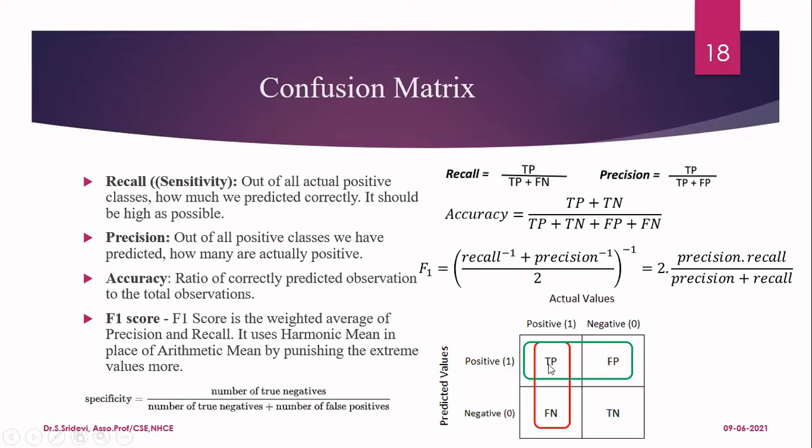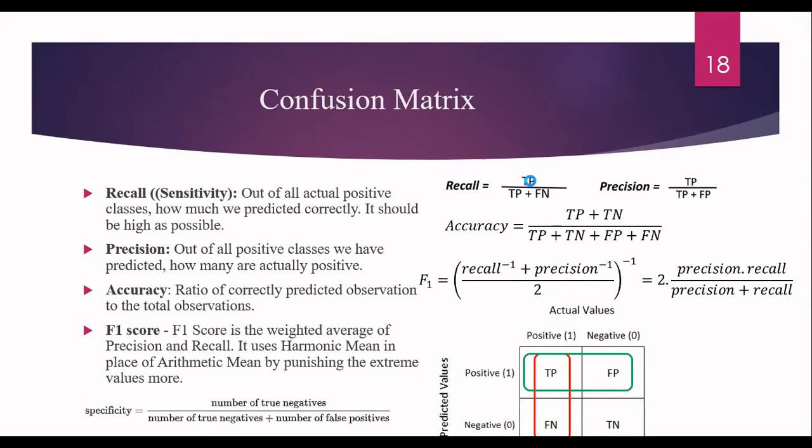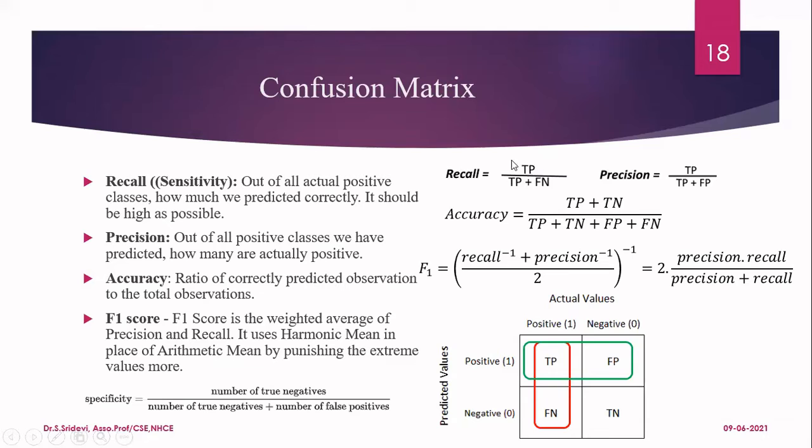Okay. So the numerator for recall is TP, and the denominator is TP plus FN. Out of all positive classes, that is the denominator TP plus FN, how many have we predicted correctly? That is TP. And this recall should be as high as possible, because if it is high, it means you are predicting most of the samples correctly.